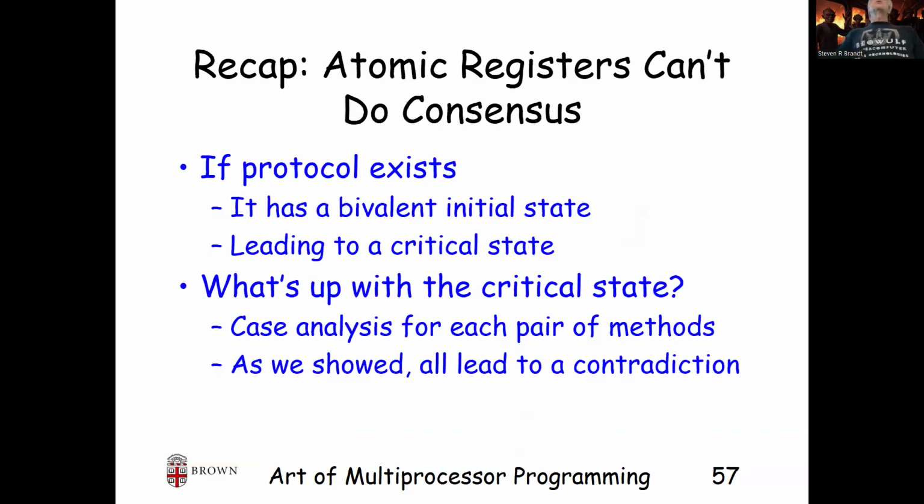Okay. So the recap is that we can't use these memory registers to do consensus, right? If a protocol exists, it has a bivalent state leading up to a critical state, and the critical state has to be exited by means of a read or a write operation, and we can't devise a read or a write operation that actually takes it out of a critical state. Kind of makes sense, right?